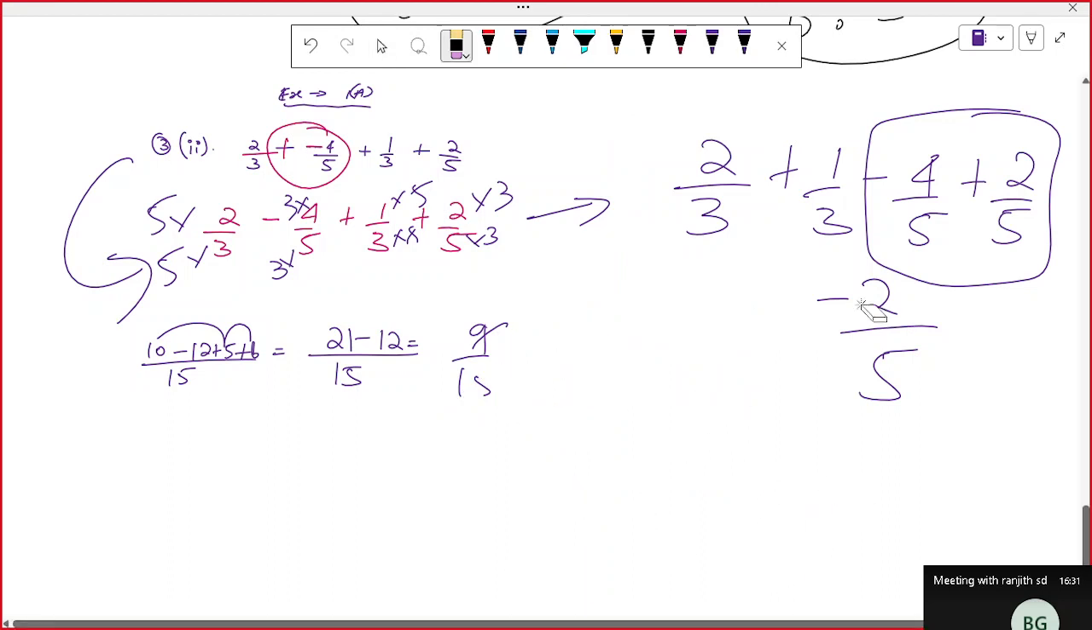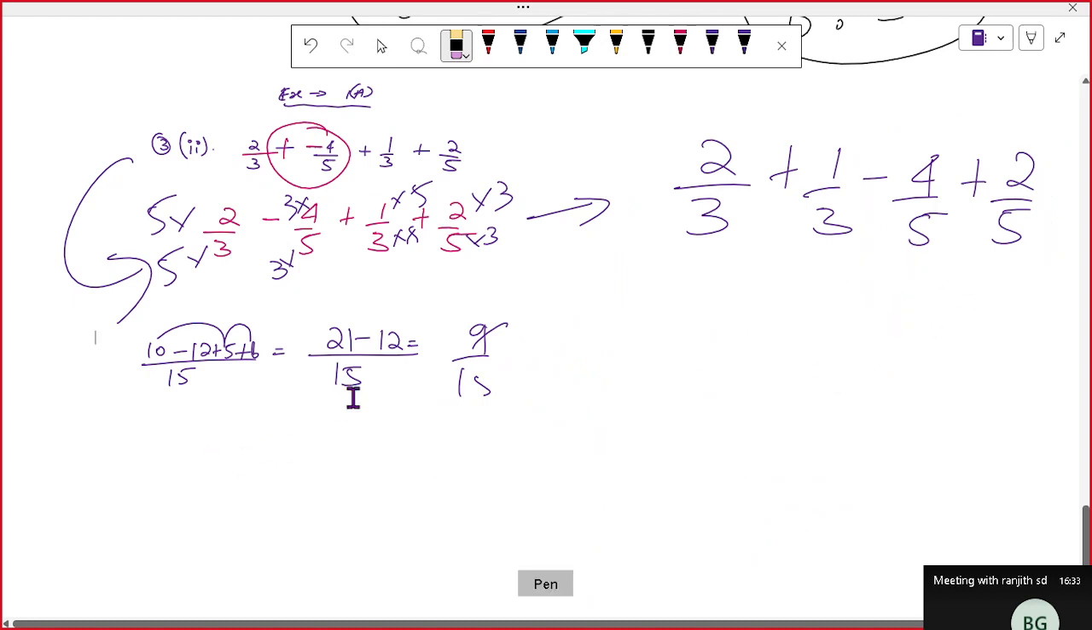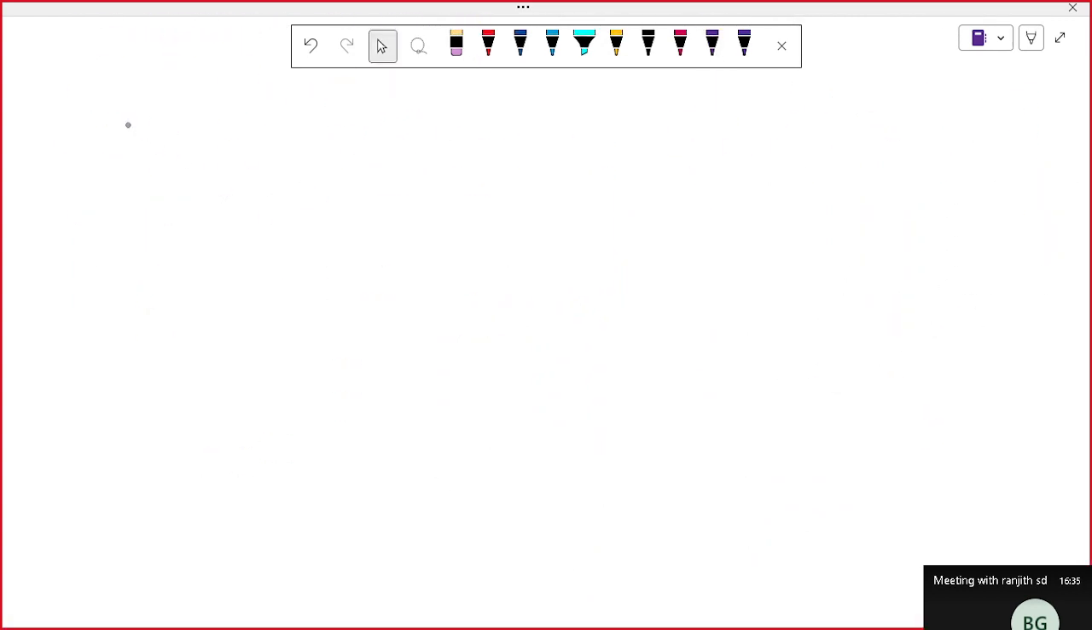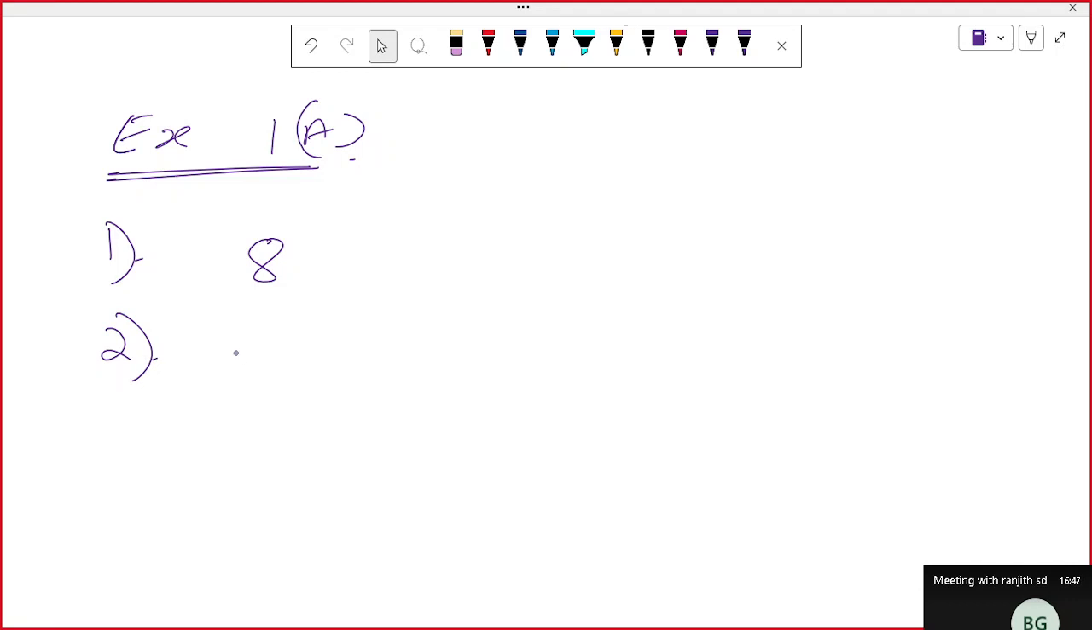Fine. Okay, take down a few questions for homework from this main exercise 1A. First main, try the 8th question. Only try these questions. Whatever I give, try this. Second main, try the 4th question. Okay, and next, exercise 1B.